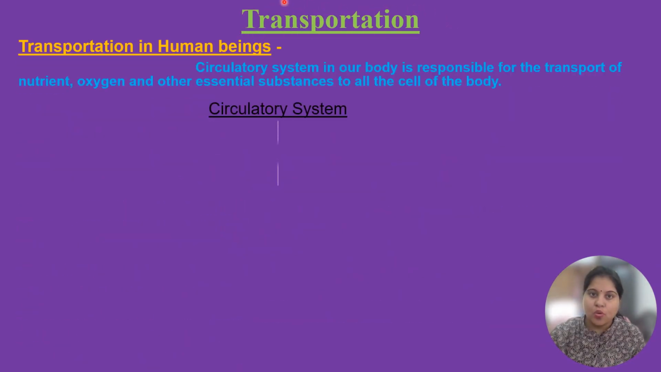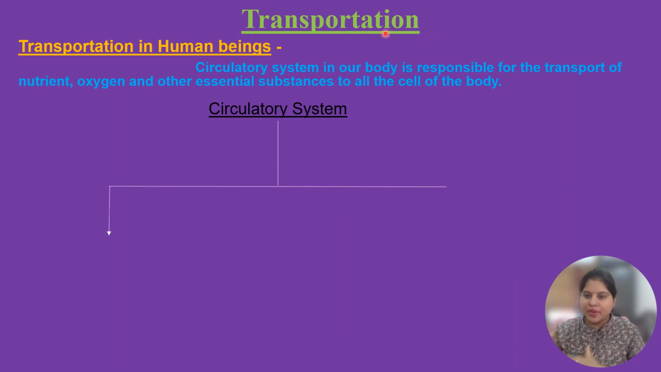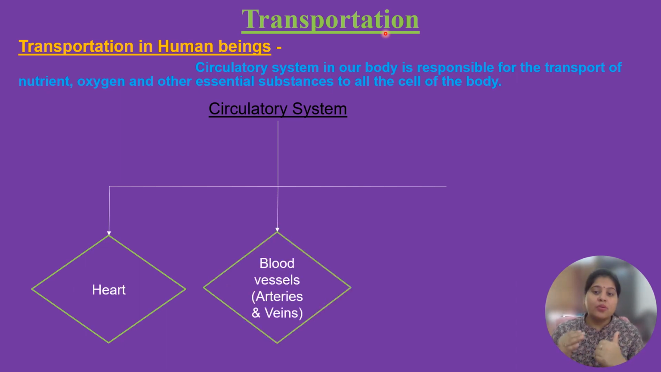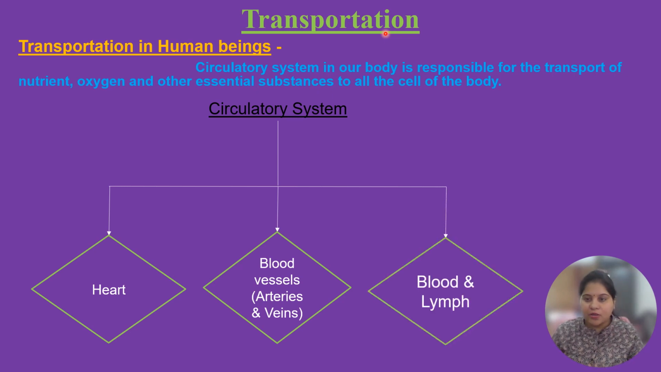Transportation. What this word means is transfer of something from one place to another place. Similarly, our body is required to transfer some nutrients, oxygen, carbon dioxide, and some other essential substances from one part of the body to another part of the body. That's why our body requires a special system for this. That system is known as the circulatory system.